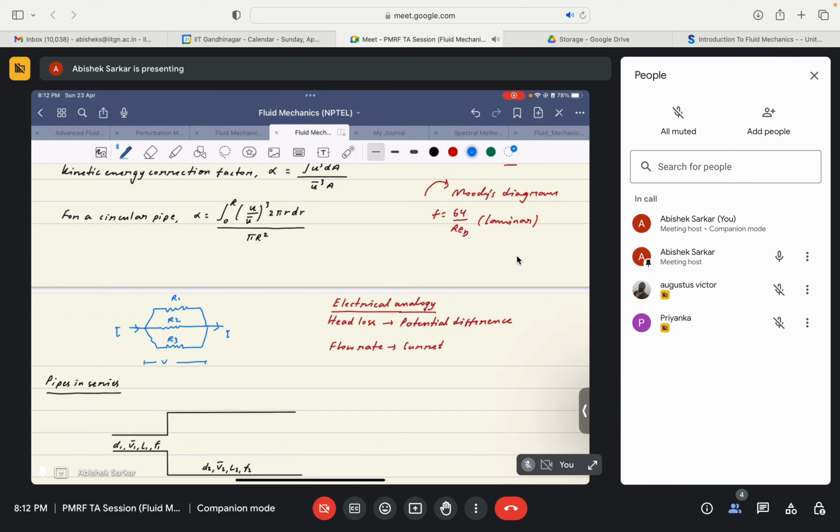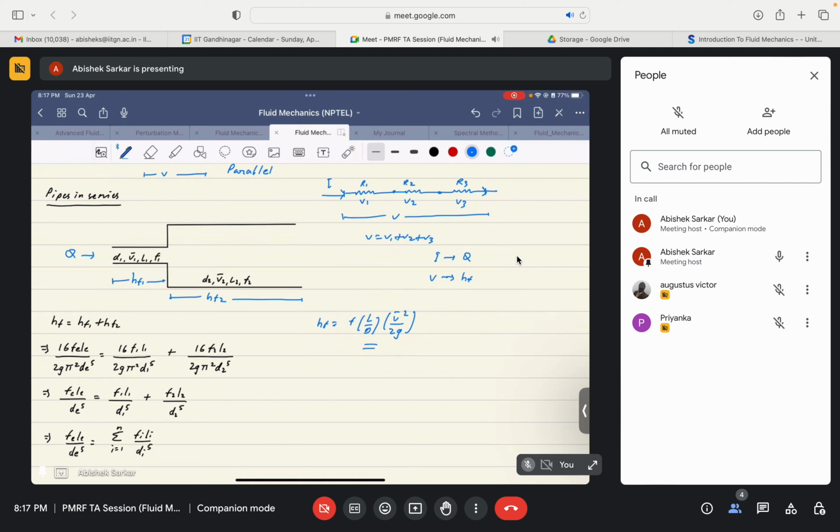Now if we represent HF in terms of these terms, we can write it as this. Basically we substitute V bar as Q by pi d square by 4. Since it is squared, it becomes Q square, and the 4 goes to the numerator, so it becomes 16. That's why the 16 term comes into the picture. So it becomes 16 f L by 2g pi square d to the 5, and similarly for the two pipes, f1 L1 d1 to the 5, f2 L2 d2 to the 5.